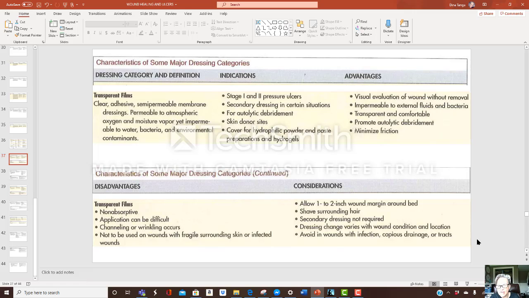Dressing change varies with wound condition and location. Avoid in wounds with infection, copious drainage, or tracks. Transparent films.